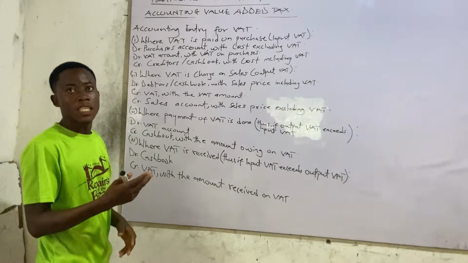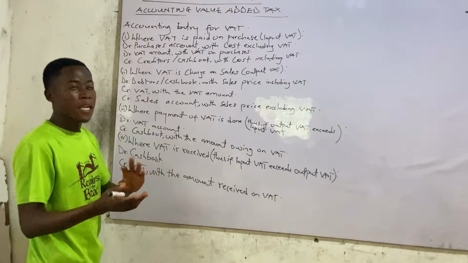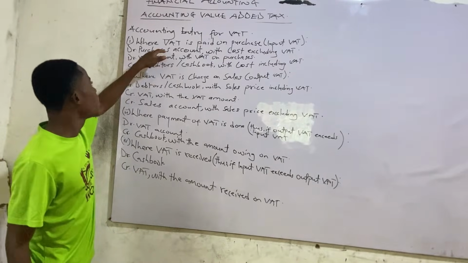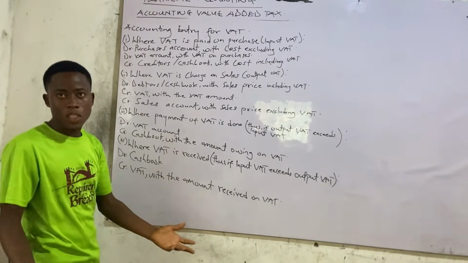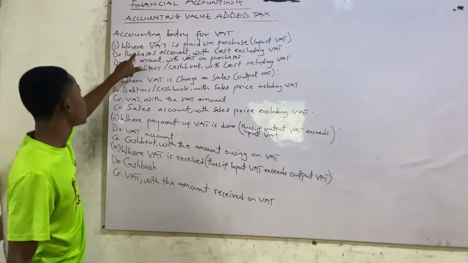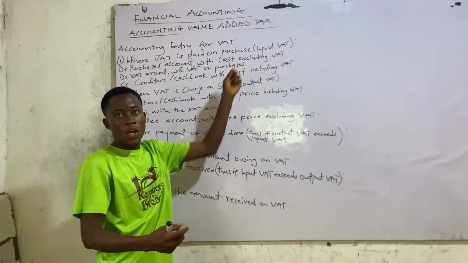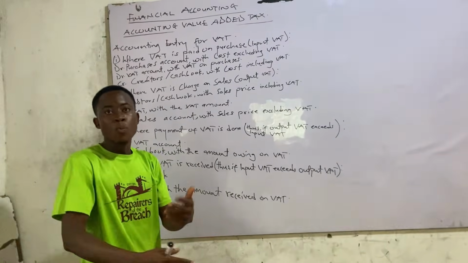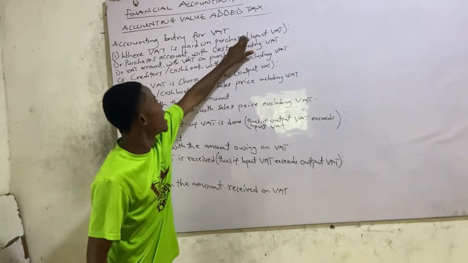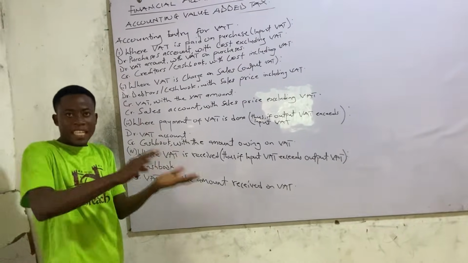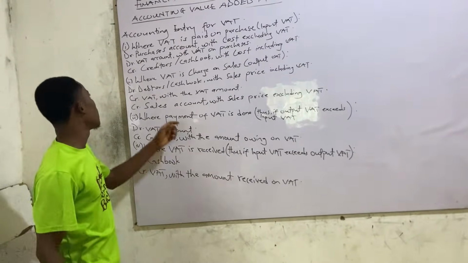Now let's look at the entries for the value added tax. Now we are saying in double entry we have how we debit and then credit account. In VAT we have how we debit and credit account as well. So let's look at the entries. We said where VAT is paid on purchases. That means when you purchase and you make payment and there is VAT inclusive, how do we enter the entries into the account?